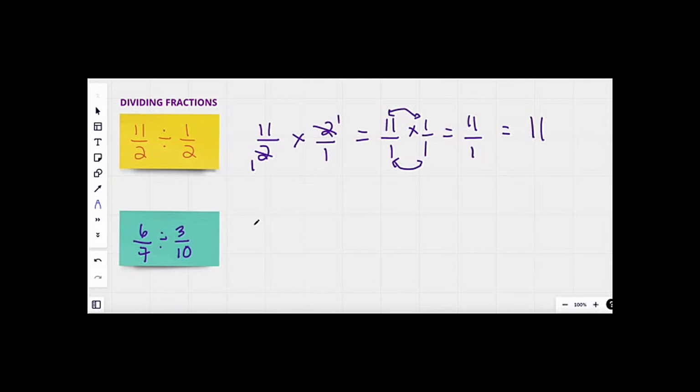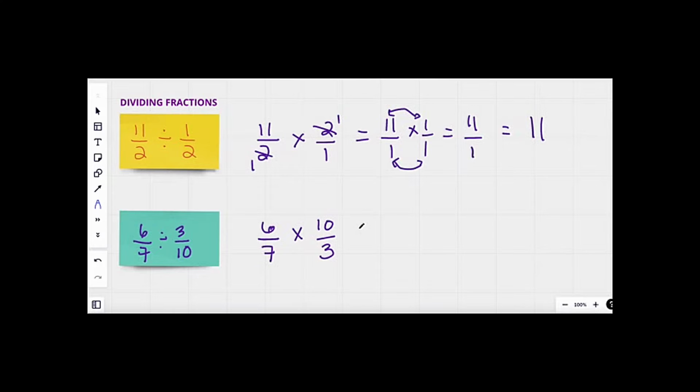Okay, what about this one? So we've got 6 over 7 divided by 3/10. So step number 1, let's write this out. And we're going to change our sign to a multiplication because that's what we're going to do. Before we continue though, we've got to flip that second fraction so that we've got the bottom at the top and we've got the top at the bottom. So we now have 10 over 3 instead of 3 over 10.